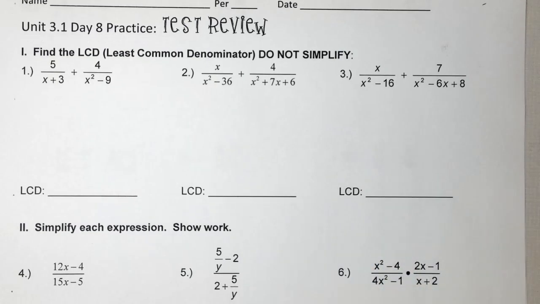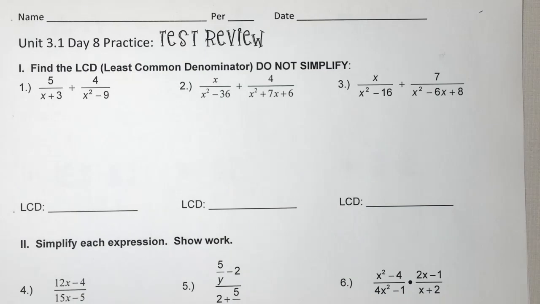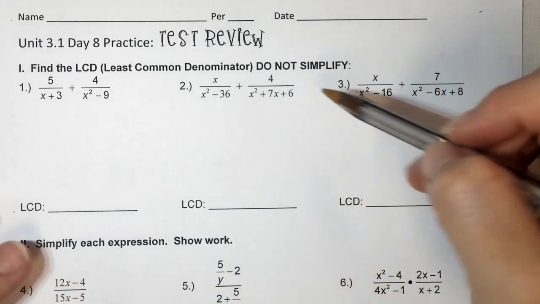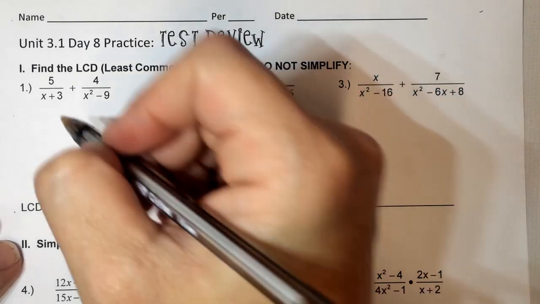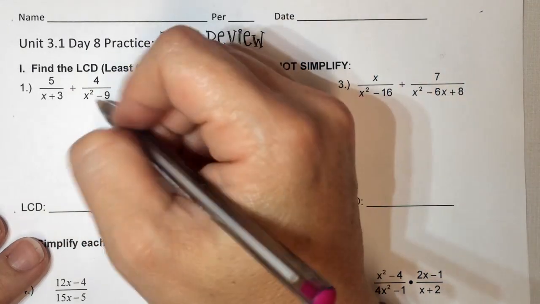Okay, Unit 3.1 test review. So number 1, 2, and 3 is just to find your least common denominator. You do not actually have to solve these. So remember, before we try to find the least common denominator, we have to factor.